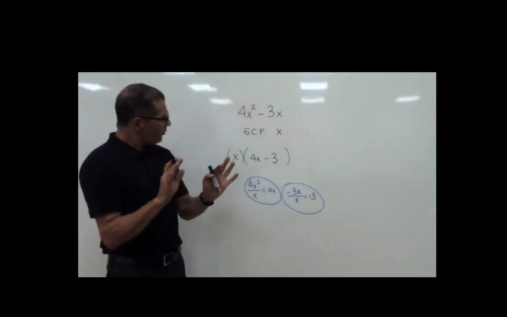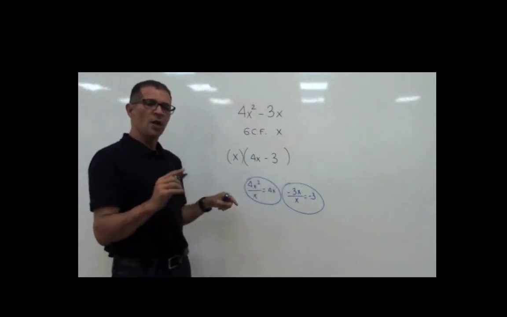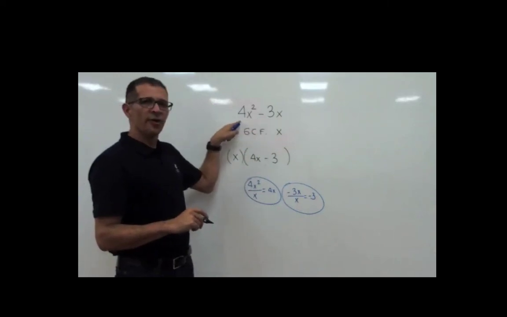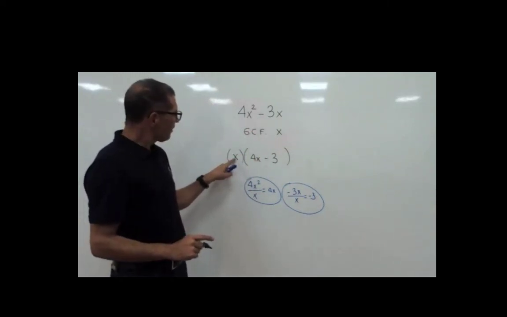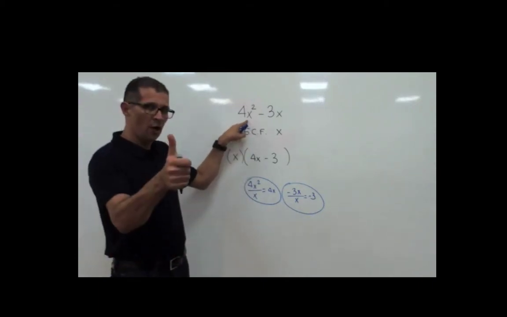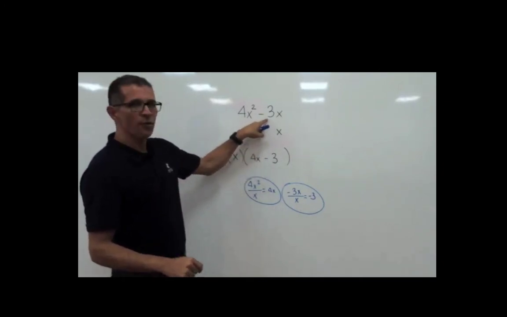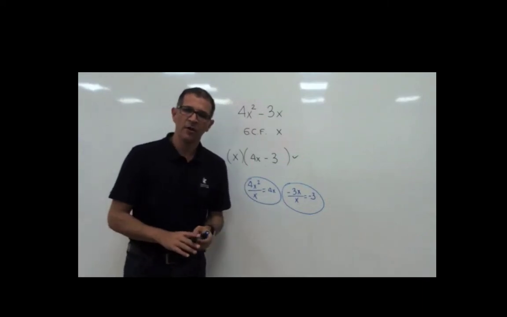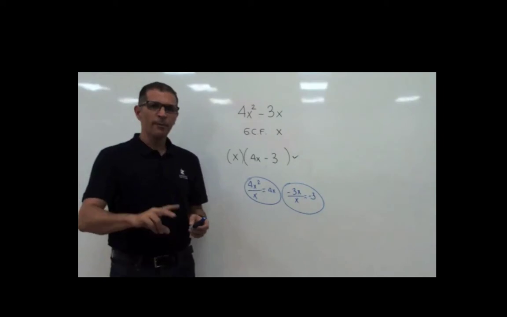If we want to check whether our factorization is okay, we use the distributive property. If we get the original expression, our factorization is okay. Check with me. x times 4x is 4x squared, and x times negative 3 is negative 3x. So our factorization is okay. Now, let's jump to example number 2.